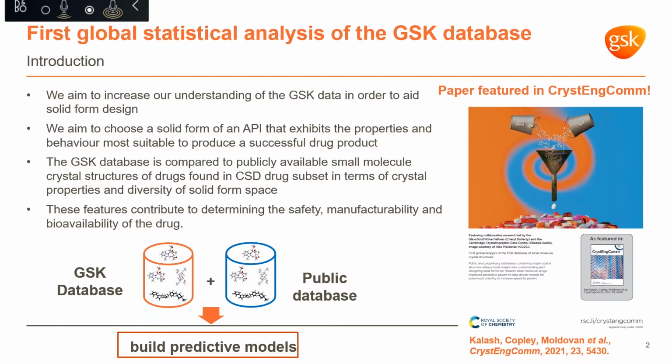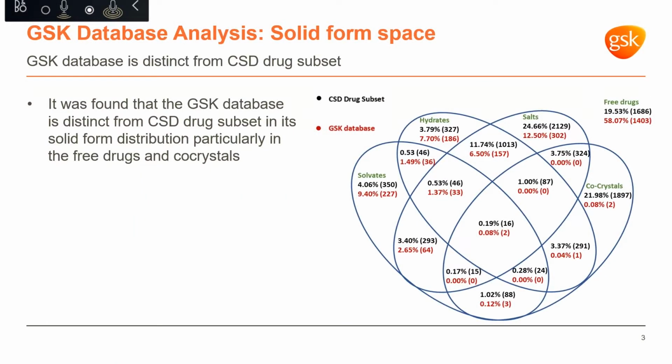The GSK database is compared to the CSD drug subset, which is a public database, in terms of crystal properties and diversity of solid form space. These features contribute to determining the safety, manufacturability, and bioavailability of the drug. So we have investigated the solid form distribution of the GSK database, and it was found that it is distinct from the CSD drug subset in its solid form distribution, particularly in the parent form, or what we refer to here as free drugs. So it is 58% in the GSK database versus 20% in the CSD drug subset.